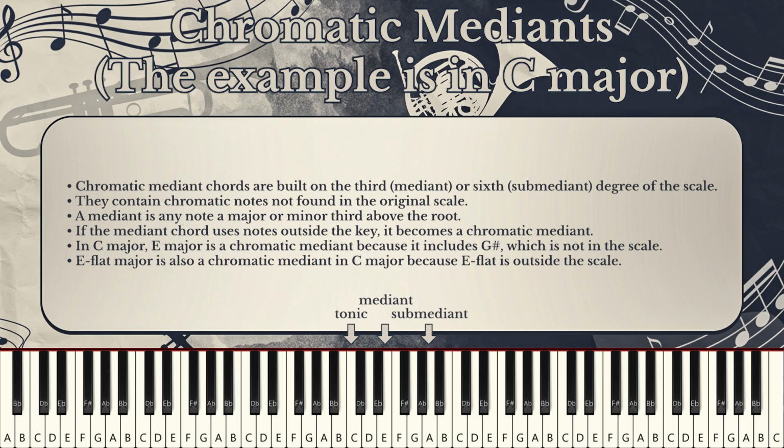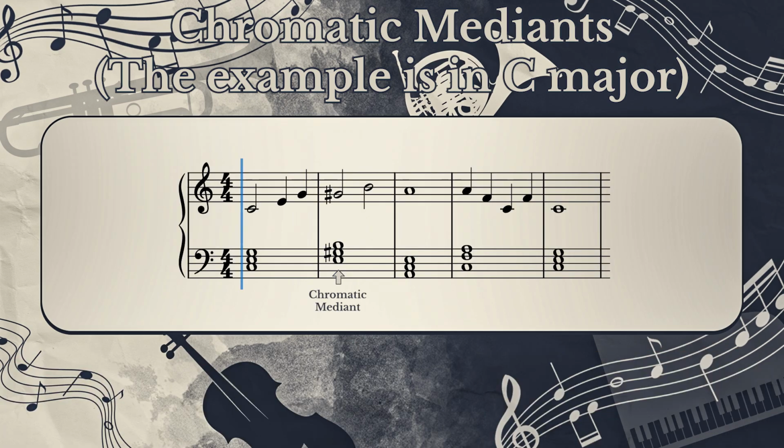So an E major chord is a chromatic mediant chord in C because G sharp is outside the scale. Likewise, an E flat major chord is also a chromatic mediant chord because E flat itself is outside the scale.